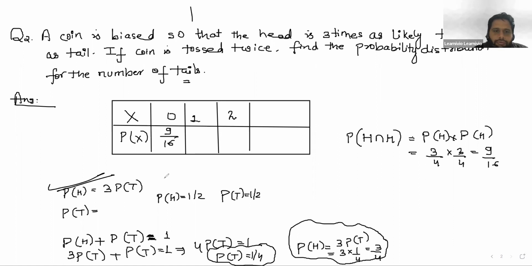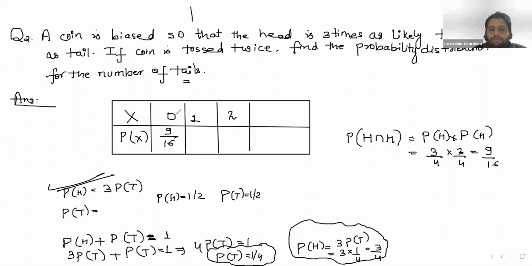You already understood how to find the head and tail. Now we have to find, when we are tossing a coin a single time, the probability of getting head and tail. That is 3 by 4 and 1 by 4. Now zero means there should not be a tail. You are tossing a coin 2 times and you should not get a tail.